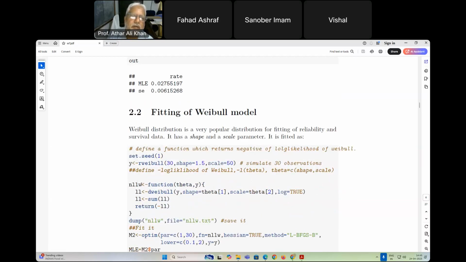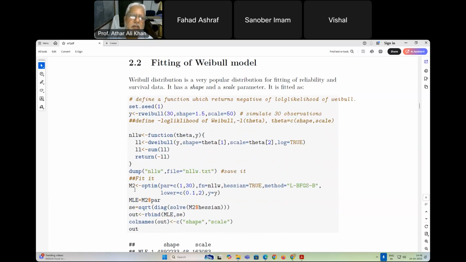The negative log likelihood of Weibull is equal to function(theta, y), and LL is dweibull(y, shape equal to theta[1], scale equal to theta[2], log equal to TRUE). Then LL is equal to sum(LL), and return minus LL. Then we go to optim with par. This is the guess value to start the iteration: for the shape parameter it is 1, for the scale parameter it is 30.